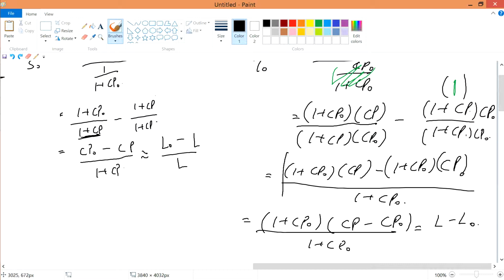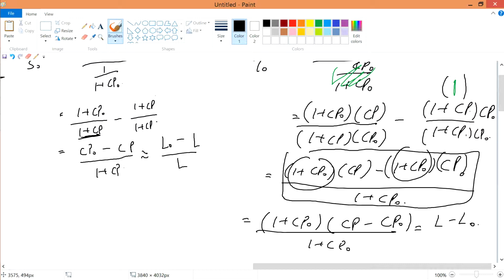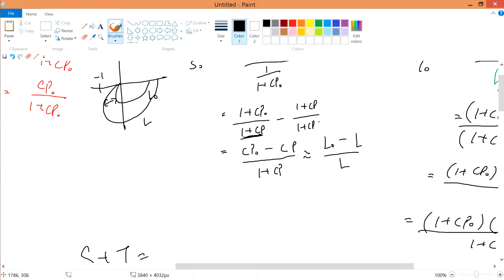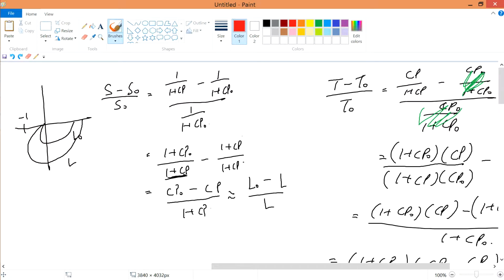And up to this point, you may feel stuck, but you just simply factorize out this 1 plus CP0 and 1 plus CP0. Okay, so what you have will be 1 plus CP0 times CP minus CP0. And then they cancel each other, and there we have L minus L0. And this relationship is a measurement between these two curves. And that's all. Alright?